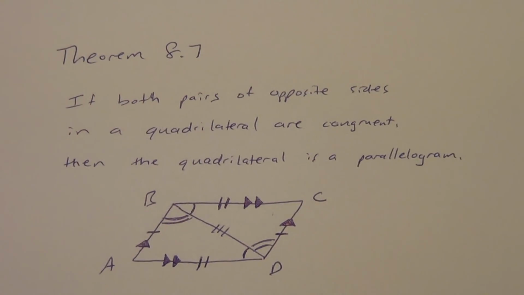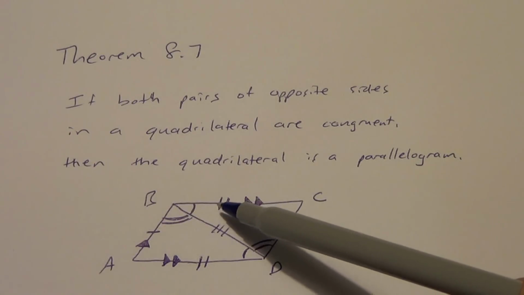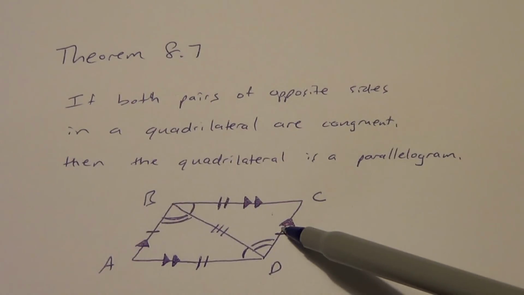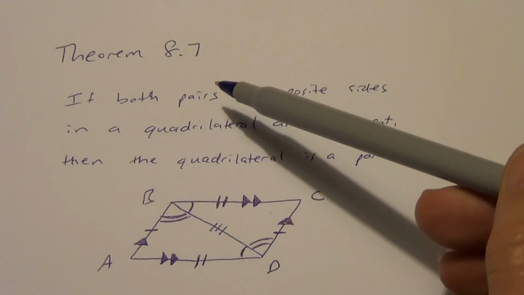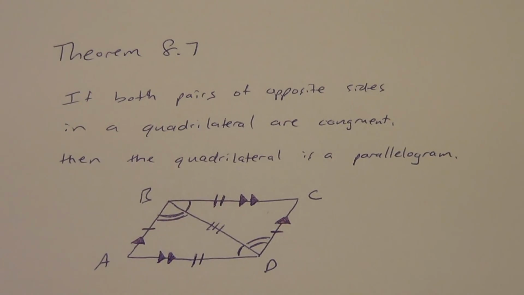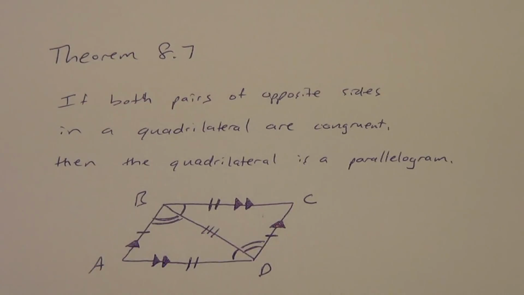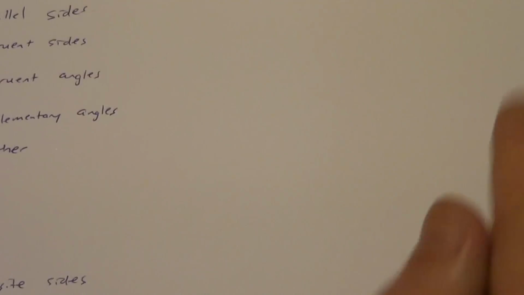So from now on, if you are told or you are shown a picture like the very original one where it's just the opposite sides being congruent, you don't have to reprove all this. You just say, hey, there's a theorem that says if both pairs of opposite sides in a quadrilateral are congruent, then the quadrilateral is a parallelogram. All right, so that's theorem 8.7. Let's look at theorem 8.8.